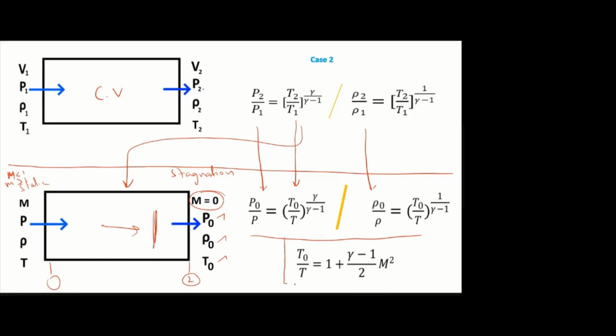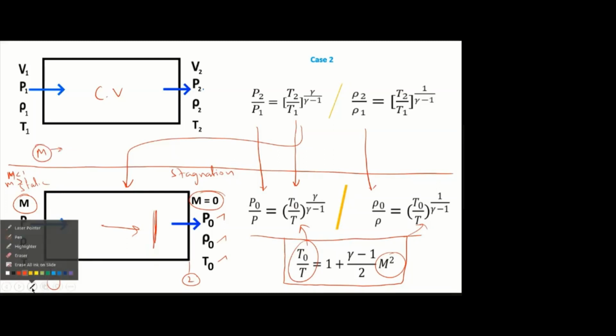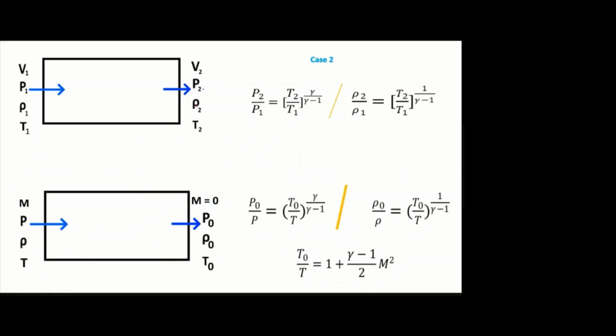Additionally, we are finding one more term, T naught by T, in terms of Mach number. So once you know the inlet Mach number, we can find all these ratios: P naught by P, rho naught by rho, T naught by T. Because once you know T naught by T, we can substitute here and here, right? So that we can get all the parameters in terms of Mach number. So in the gas table, if you know the Mach number, you can find all other properties. These are all direct conversions, and this alone we have to derive now.